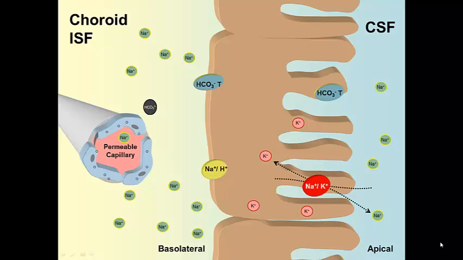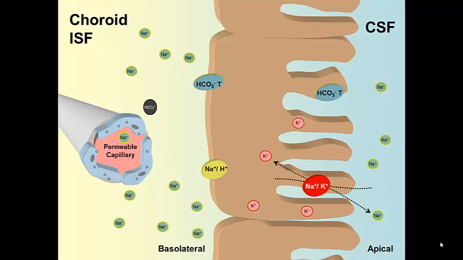We're going to talk about CSF production at the choroid plexus. I wanted to talk about the cellular aspects of how this is done. So what we're looking at is a depiction of the choroid epithelium. Note the orientation of the epithelium. We have the basolateral membrane that is facing away from the CSF. So this is facing towards what we'll call the choroid interstitial fluid, or ISF. And then you have the apical membrane with the brush border facing towards the CSF side.